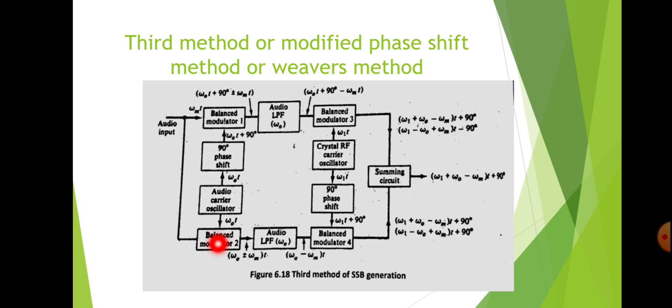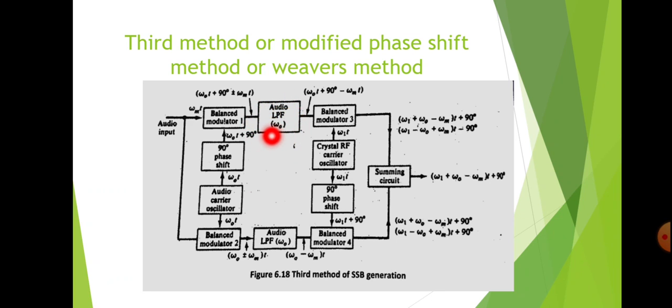So it will be represented by omega 0 t plus or minus omega m into t. There is no phase shift. That is why we are representing omega 0 t plus omega m into t. But at the upper side there is a phase shift because we are phase shifting this carrier signal by 90 degree. So here we are using an audio low pass filter.